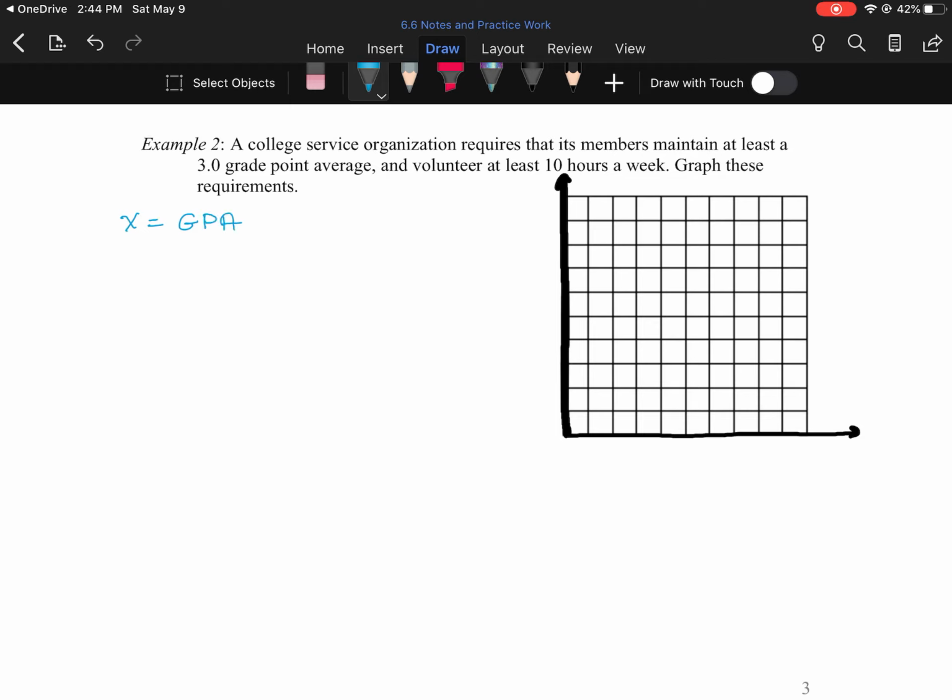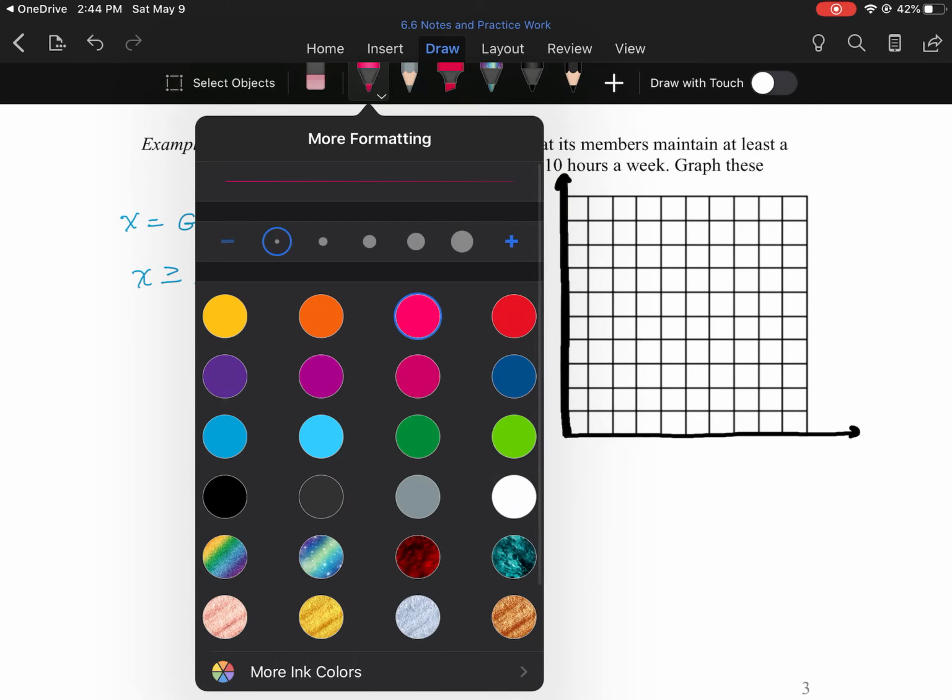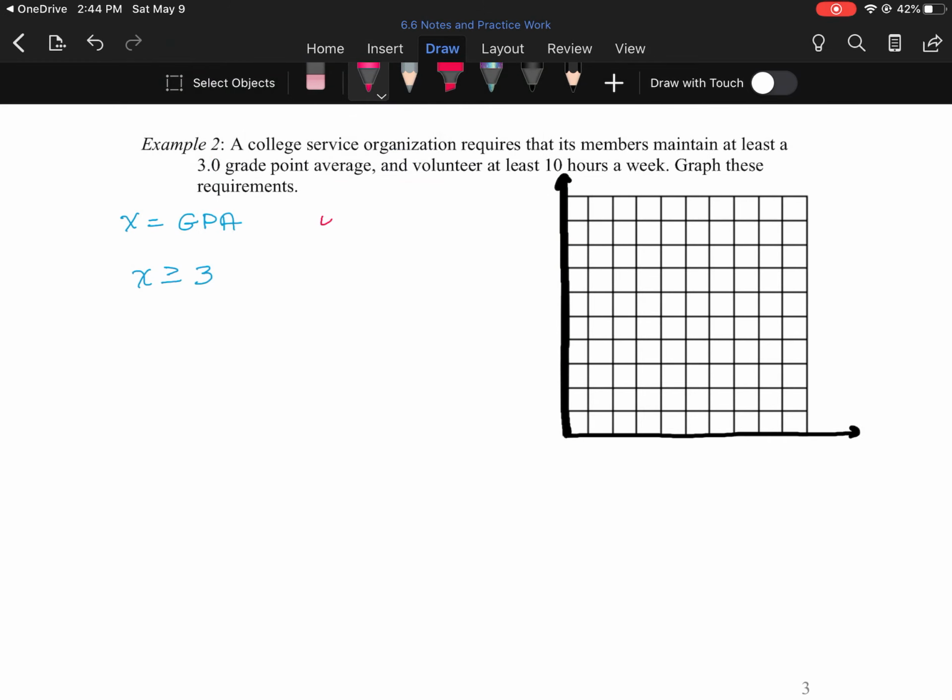Okay, so that means it must be at least a 3.0. So that must mean that X has to be greater than or equal to 3. So it has to be at least a 3.0 GPA. Could be higher. We don't want it to be any less. And then we're going to say that Y is our volunteer hours each week. So it says you have to volunteer at least 10 hours a week. So you could volunteer more, you could volunteer exactly 10, but no less than 10.